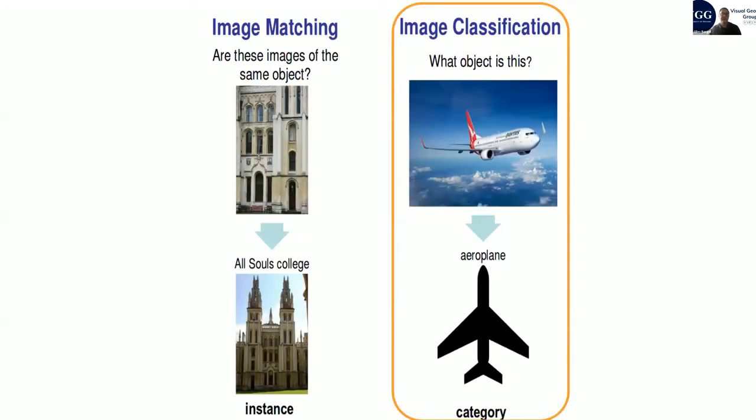Moving to image classification, we find some related problems, but coming from a different direction. So the task here is much more broadly based than image matching. We want to find every type of aeroplane, every image which contains the same kind of thing rather than exactly the same object.